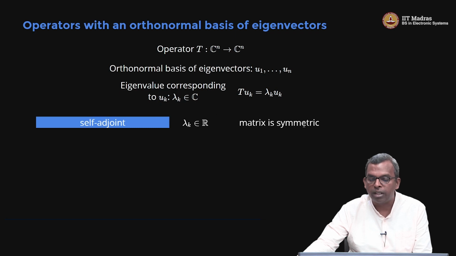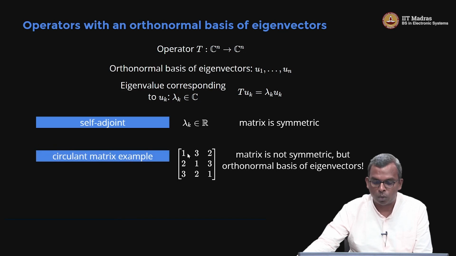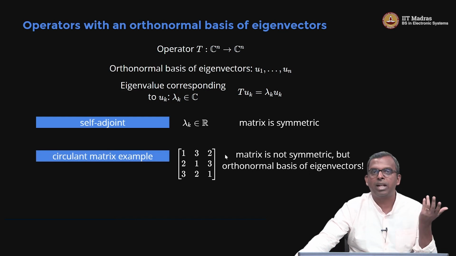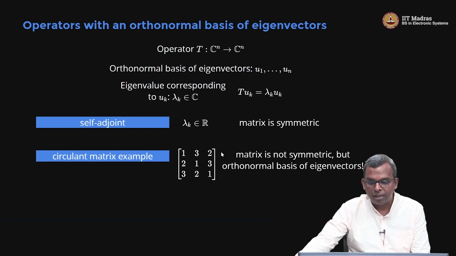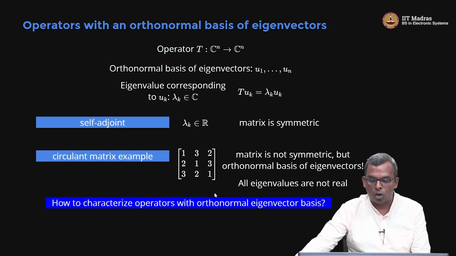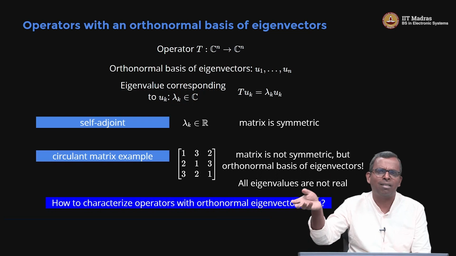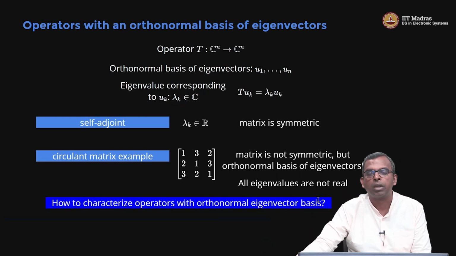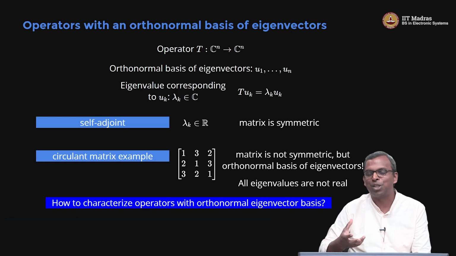It turns out self-adjoint is not the only case where you can have an orthonormal basis of eigenvectors. So, here is a circulant example: 1, 2, 3, 3, 1, 2, 2, 3, 1. This matrix is not symmetric, but it has an orthonormal basis of eigenvectors. So, how do we study these kind of matrices? The crucial difference between symmetric and this case is the eigenvalues of this matrix will not be all real. They will be complex. So, even though the eigenvalues are complex, you can have an orthonormal basis of eigenvectors, and that leads to the study of what are called normal operators. So, how do you characterize operators with an orthonormal eigenvector basis? No matter whether the eigenvalue is real or complex, you go to the definition of a normal operator.